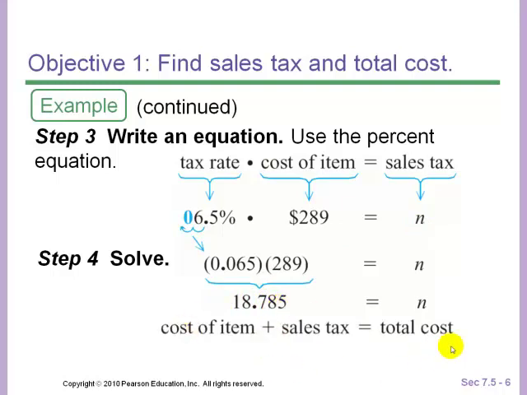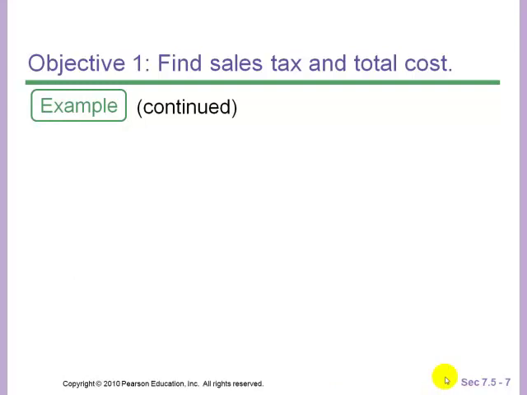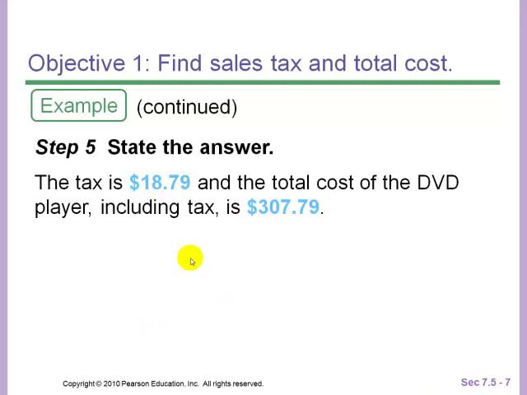Now to find the actual cost of our item with tax, we take 289. Notice we round the tax amount to the nearest cent, the hundredths place. Always round money answers to the hundredths place. Add this and we get $307.79. So the tax was $18.79 and the total cost was $307.79.